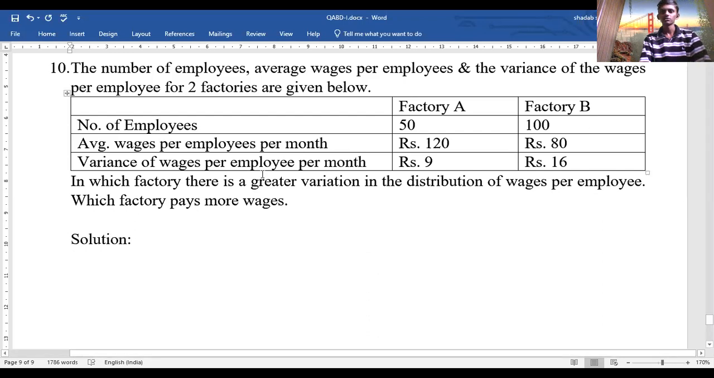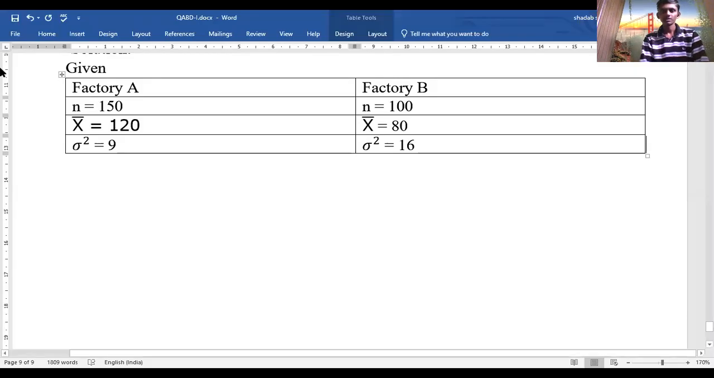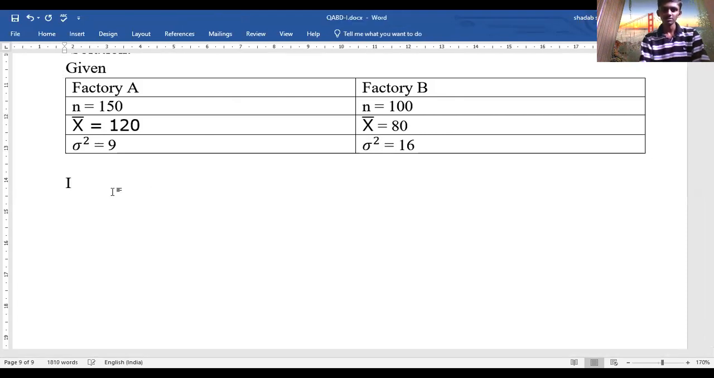First, we will write down what things are provided in the question. Then we will move forward towards solving the question. Given: factory A, factory B, n number of employees 50 and 100, x bar, that is mean average wages 120 and 80, variance 9 and 16 respectively. Now first we will solve factory A.